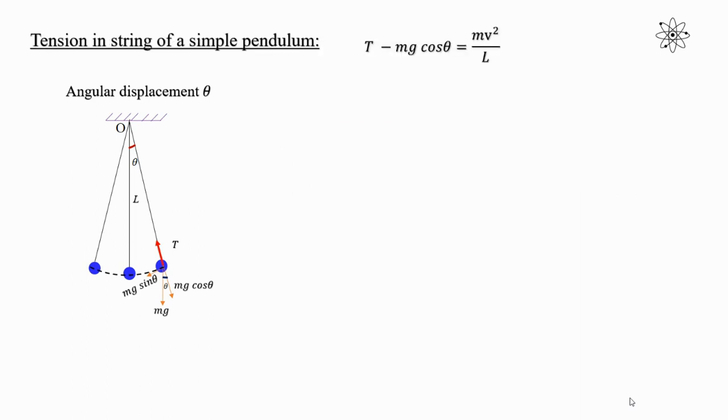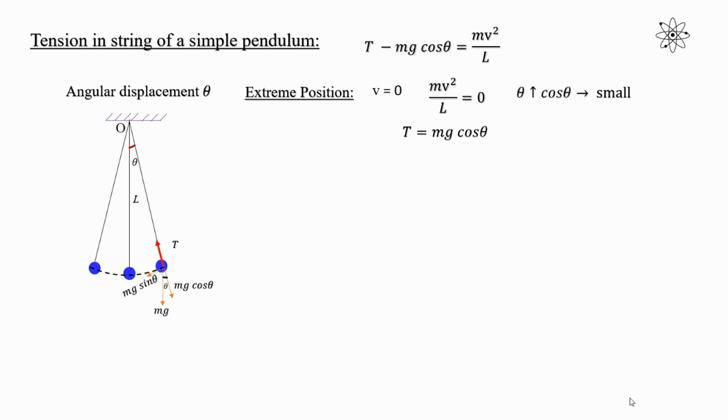Now, reconsider the equation T minus mg cos theta is equal to mv square upon L. Now let's understand what happened with this equation at extreme position. At extreme position, speed is equal to 0. So the mv square upon L is also equal to 0, that is the centripetal acceleration is 0. So the equation becomes T is equal to mg cos theta.